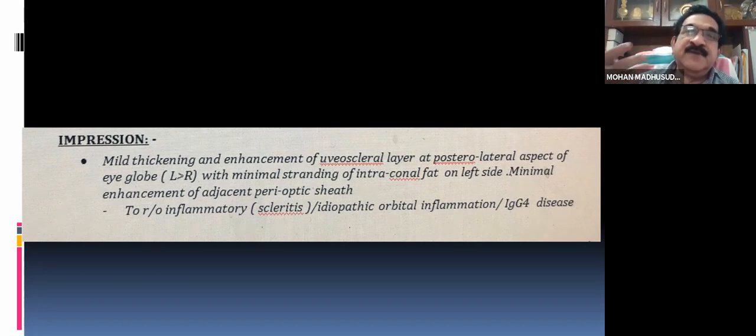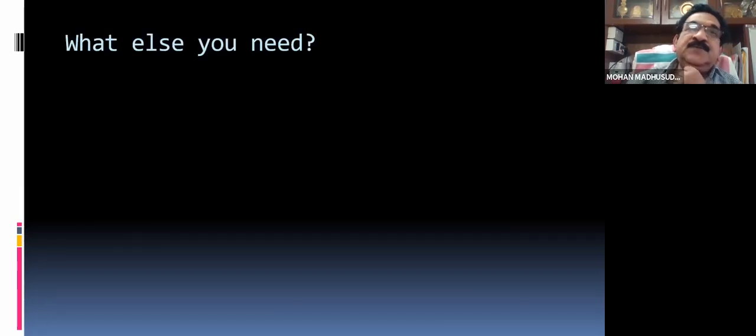So you have to think of an inflammatory orbital lesion, maybe idiopathic inflammation or secondary to some connective tissue disease or some other inflammation, whatever it is. Some lesion in the orbit affecting the sclera and producing blockade of the ophthalmic pain. The nature we can only determine after investigations. So what all investigations do you now need?